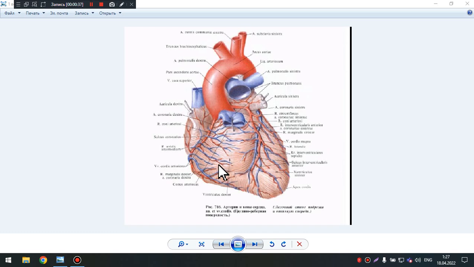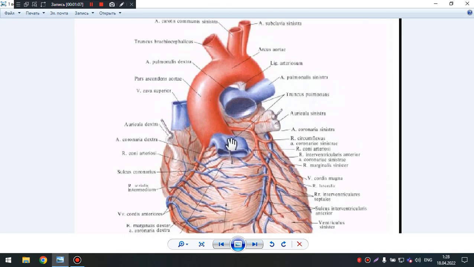Heart consists of 4 chambers. This is right atrium, right ventricle, left atrium and left ventricle. From the left ventricle originates the biggest artery of the human body. It is aorta.